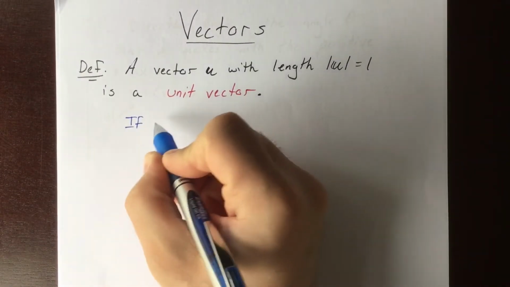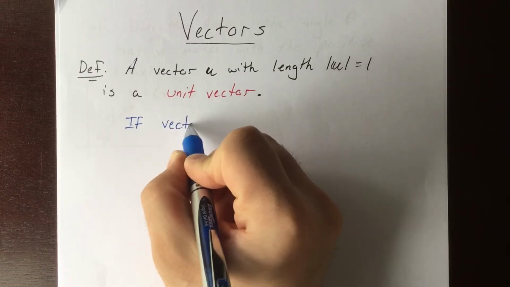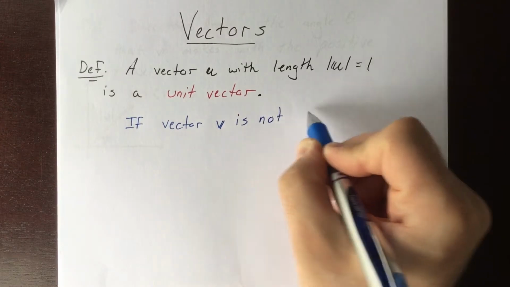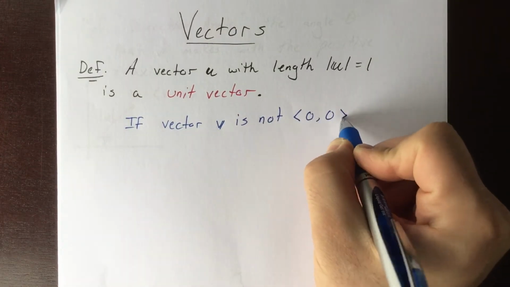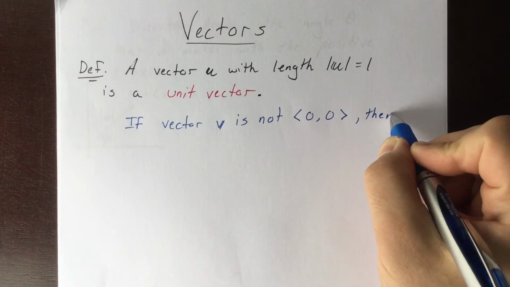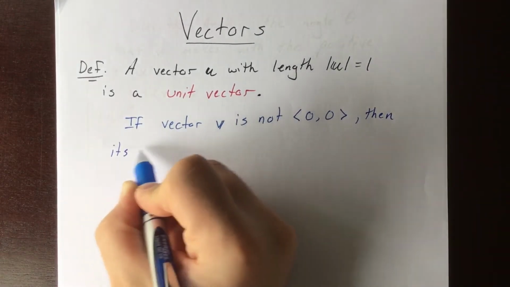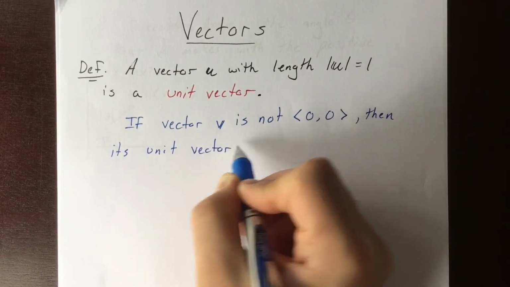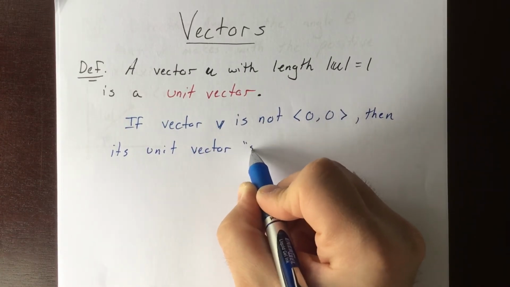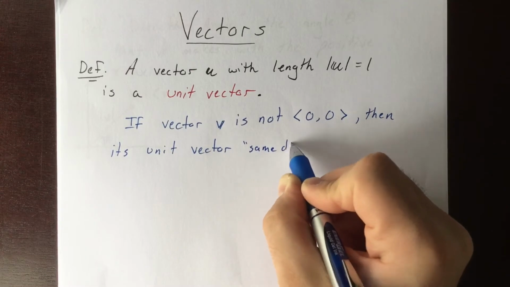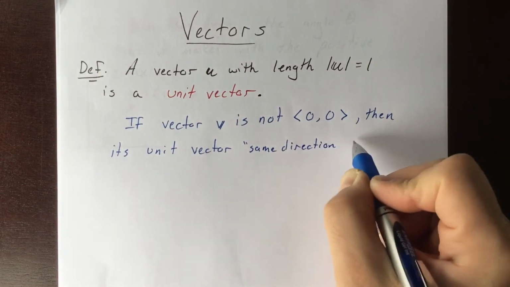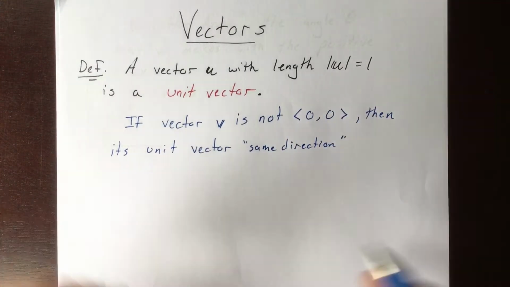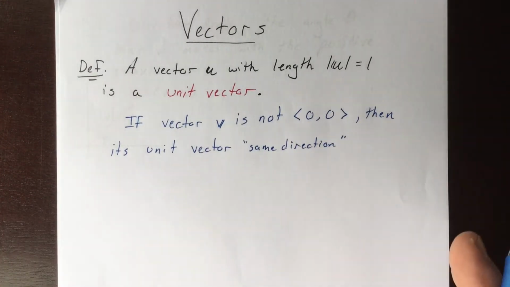So if vector v is not the 0 vector, then its unit vector, I'll add here, same direction. So I shouldn't say this, they're not the same vector because their magnitudes are going to vary, but they're going to be in the same direction.